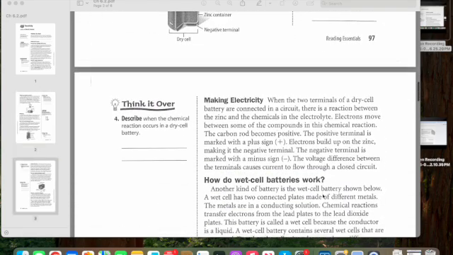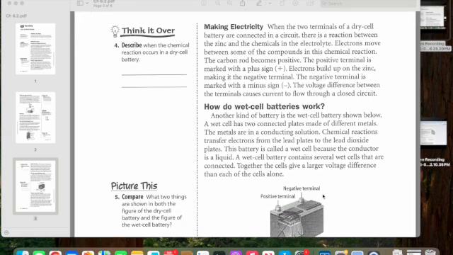All right, on to our next page, making electricity. And we're going to highlight a lot of this one. So we're starting off, we're going to highlight when the two terminals of a dry cell battery are connected in a circuit, there is a reaction between the zinc and the chemicals in the electrolyte. Okay, we highlighted that whole sentence.